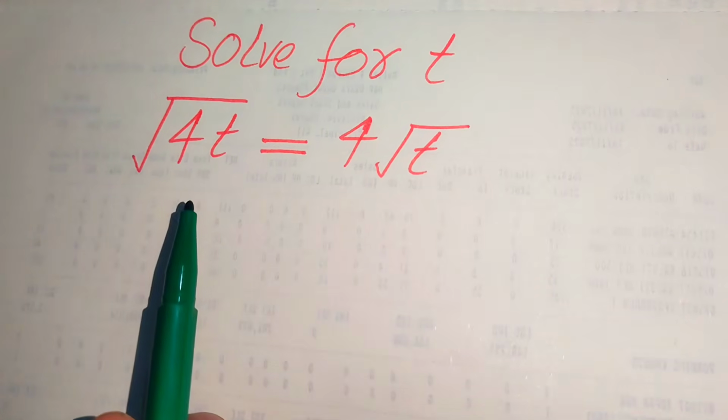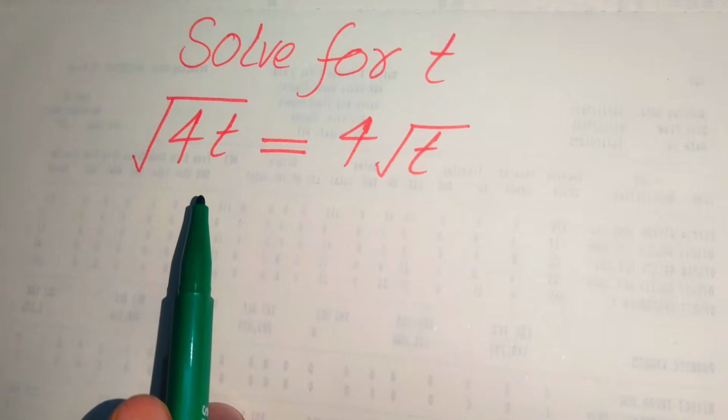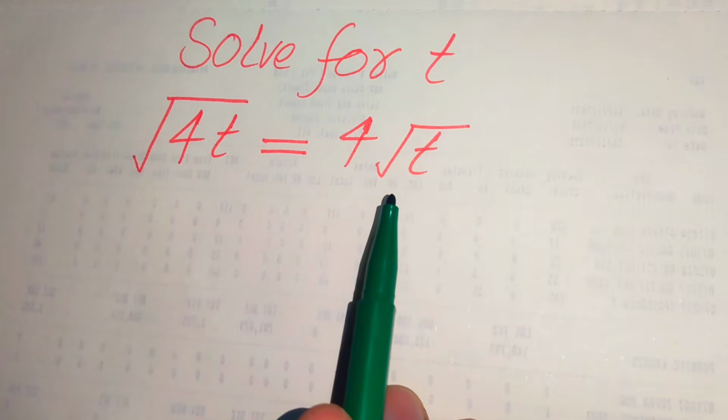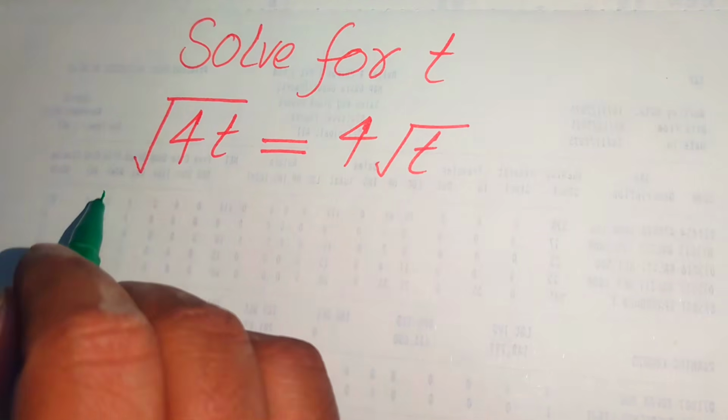So here we have the square root of 4t is equal to 4 times the square root of t, and we solve this problem for all the values of t. We solve this problem by two methods.